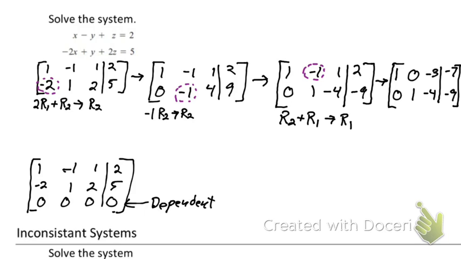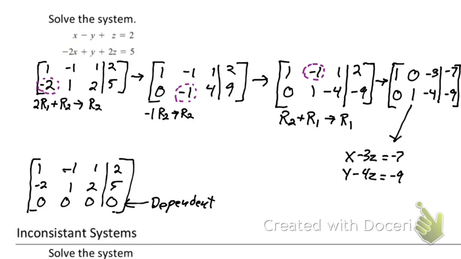I don't have the identity. The furthest I can get is basically that x minus 3z equals negative 7. And this one is y minus 4z equals negative 9. What that means is z can be any value, because x and y depend on what z is, and z can be any value.